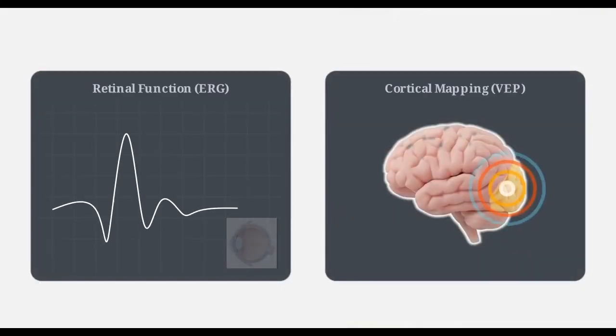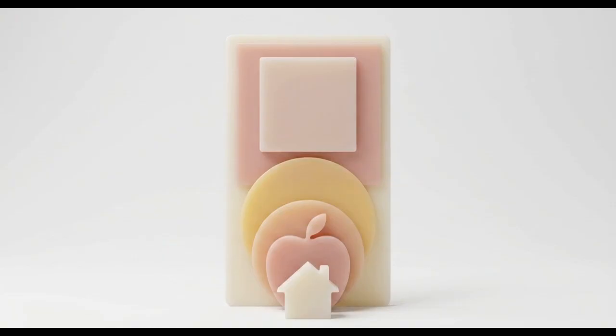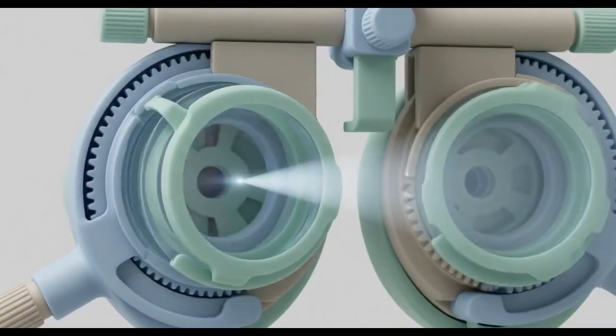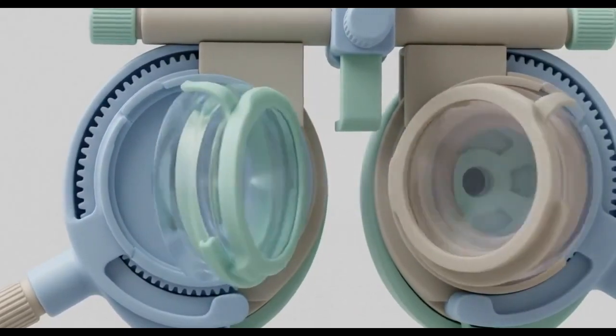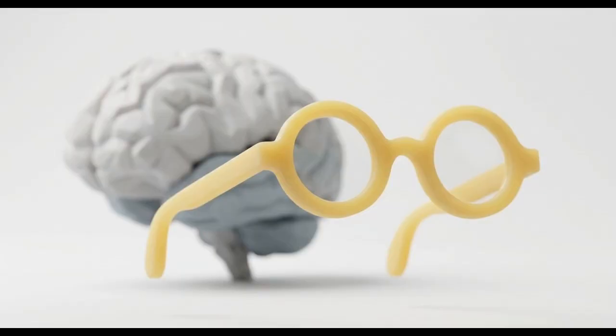Before ordering advanced electrophysiology, like ERGs or VEPs, a pediatric workup focuses on more fundamental tests, specifically cycloplegic refraction and binocular motility. Establishing a baseline refractive error is a mandatory first step. In children, simple optics must be ruled out before pursuing more complex neurological or retinal diagnoses.